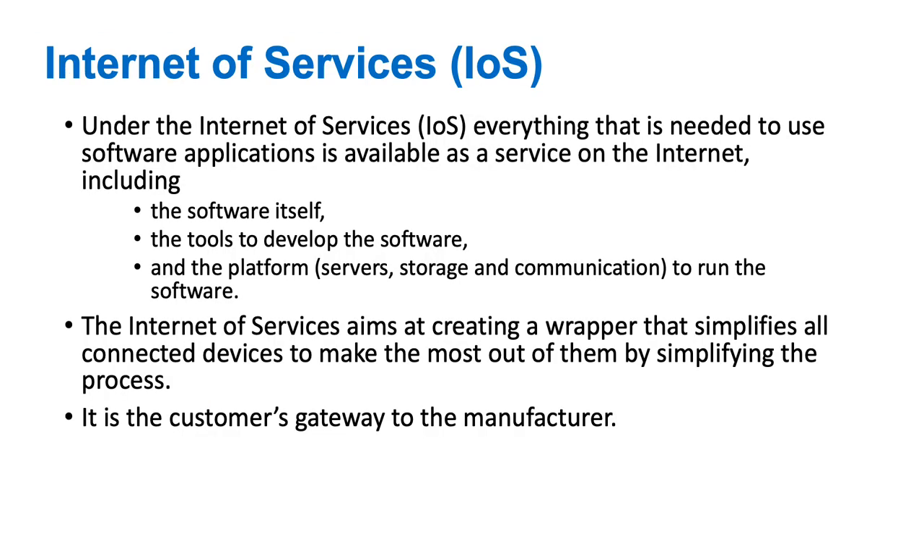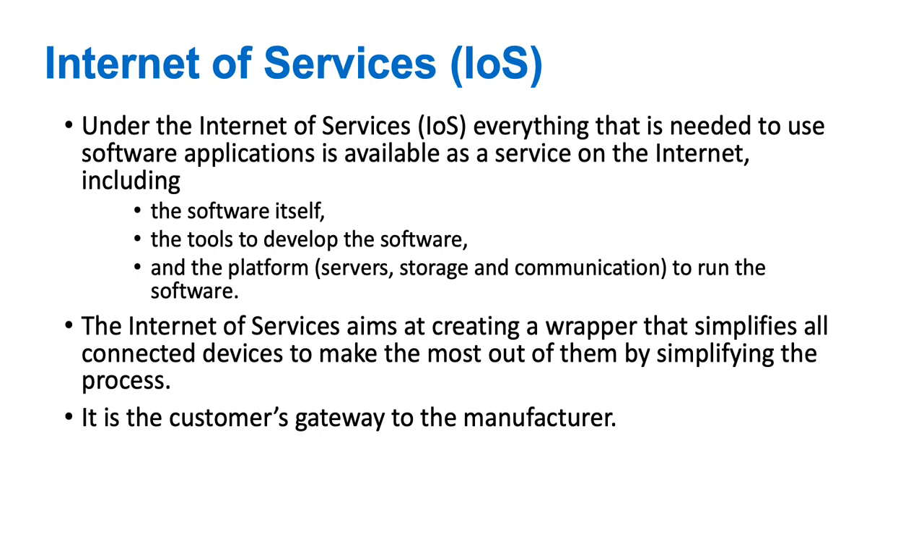Internet of Services, IoS. Under the Internet of Services, everything that is needed to use software applications is available as a service on the internet, including the software itself, the tools to develop the software, and the platform, for example, servers, storage, and communication to run the software. The Internet of Services aims at creating a wrapper that simplifies all connected devices to make the most out of them by simplifying the process. It is the customer's gateway to the manufacturer.